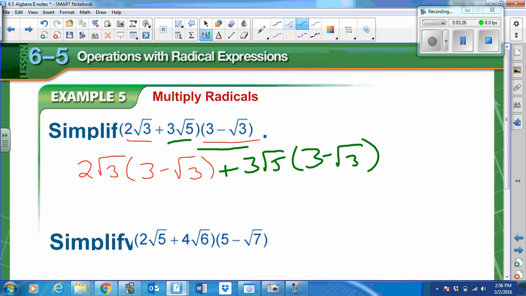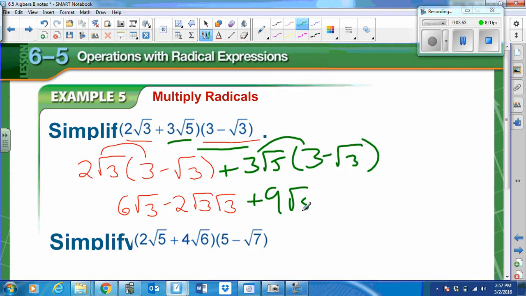Now when I distribute for this first part, we get 2 square root of 3 times 3. Well, that's just 6 square root of 3. And then we have 2 square root of 3 times negative square root of 3. So minus 2 square root of 3 times the square root of 3. And we're going to look at what that does in just a second. Now for the green part, we have plus 3 square root of 5 times 3. That's going to be 9 square root of 5. Minus, now we have 3 square root of 5 times negative square root of 3. So that's going to be 3 square root of 5 times the square root of 3.